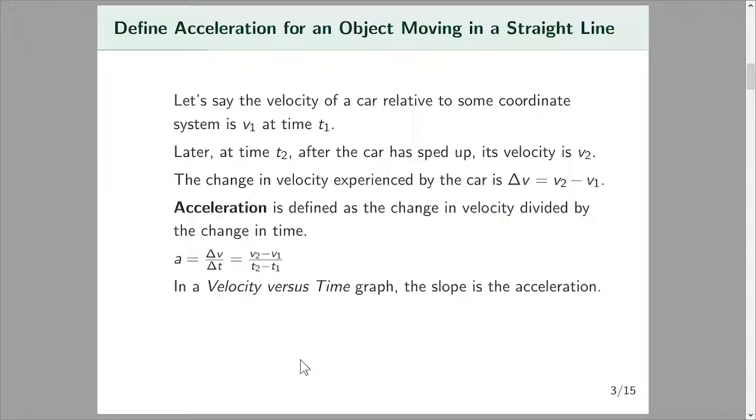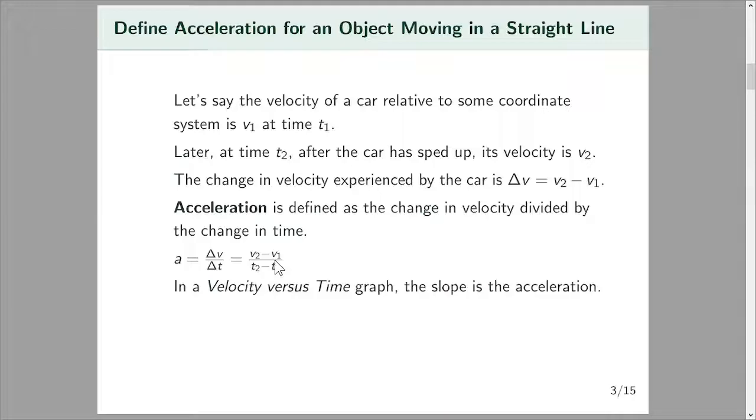So let's say the velocity of a car relative to some coordinate system is V1 at time T1. So maybe my car enters an on-ramp at 20 miles per hour. Later at time T2, the velocity is V2. When it gets off the on-ramp onto the interstate, it's doing 60, say, while it's speeding up. So the change in velocity would be 60 minus 20, or 40. The acceleration is defined as the change in velocity divided by the change in time. So 40 divided by how long it took to do that gives me the acceleration.